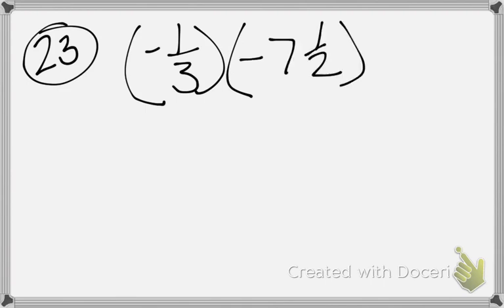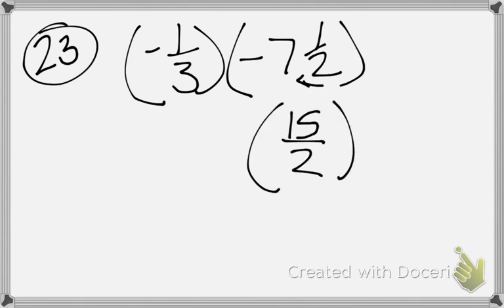Number 23, we have a negative 1/3 times a negative 7 and a half. Remember that you have to turn mixed numbers into improper fractions before you can multiply them. So 2 times 7 is 14 plus 1 is 15 over 2. I'm just going to leave that negative 1/3 the way it is.